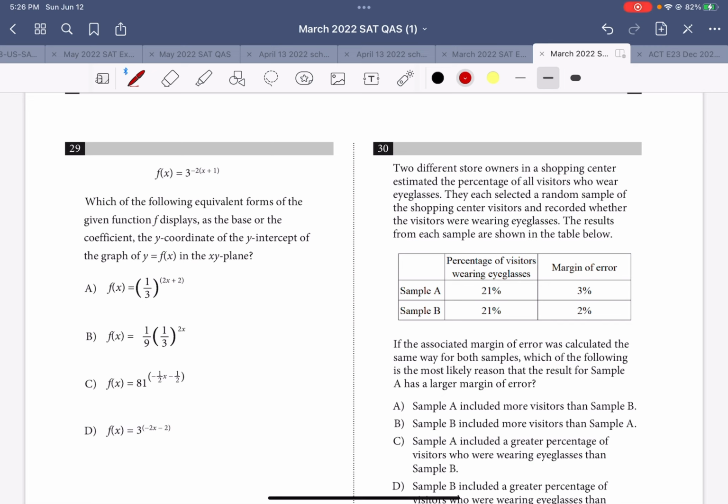Okay, so you can change it like that, and then make sure it displays the y-intercept, which is 1 over 9. So you already know the answer should be this, but I just wanted to prove it. That is an equivalent expression.